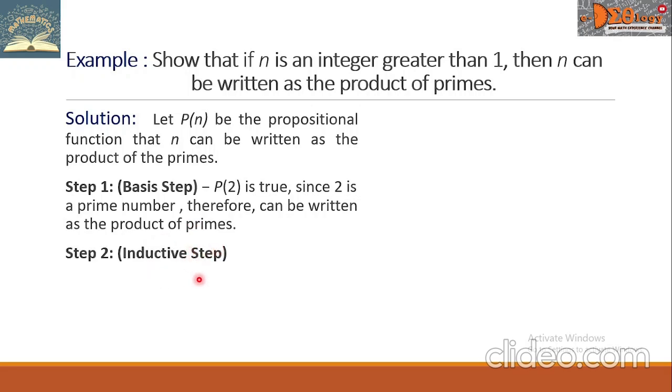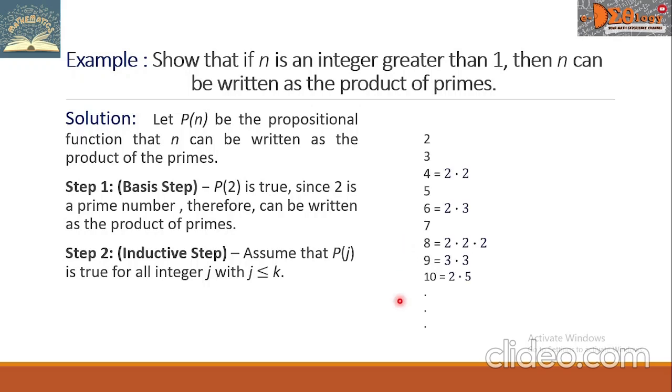Step 2 is the inductive step, and here we assume that P(j) is true for all integers j with j less than or equal to k. Let us write examples for this pattern. Let's start with n equals 2. 2 is a prime number, therefore P(2) is true. Now when n is 3, 3 is a prime number, so P(3) is true. Next, when n equals 4, 4 is a composite number, but we can write 4 as 2 times 2. Therefore, P(4) is true.